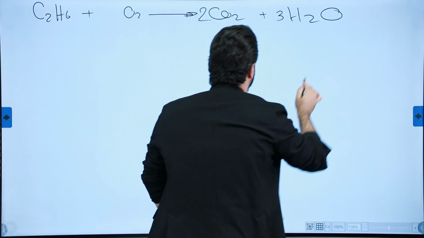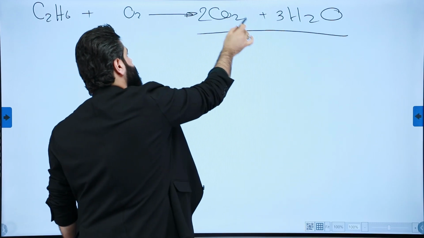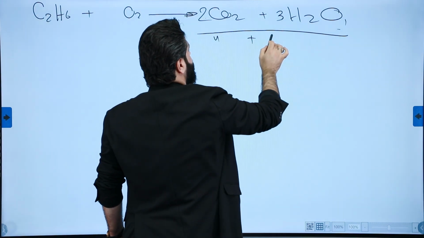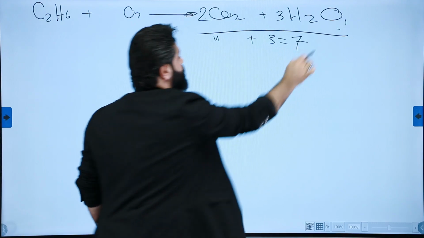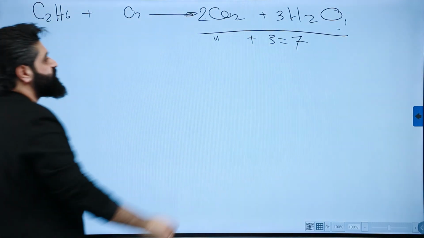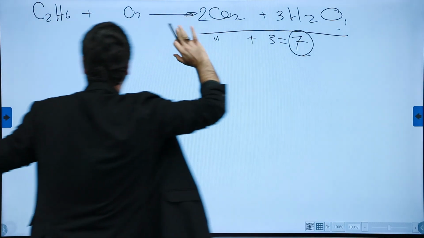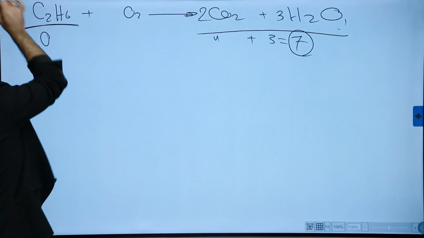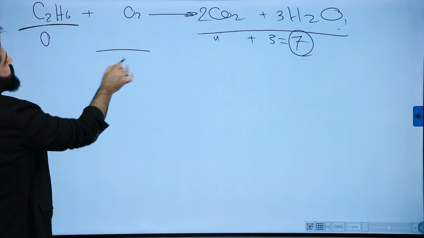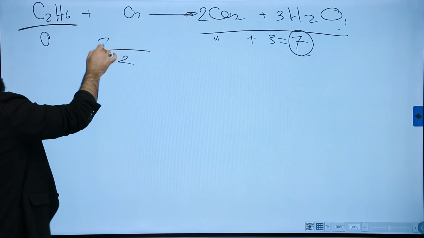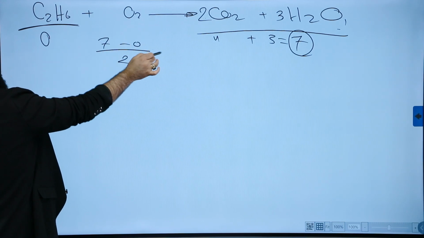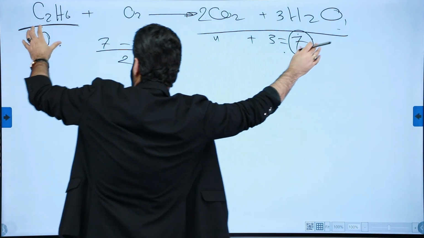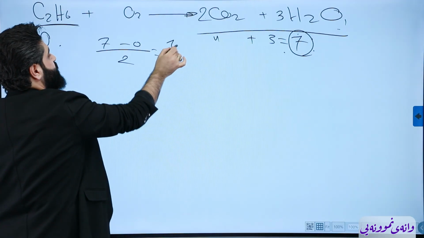Times this by 3. Then take the total oxygens here. 2 times 2, 4 plus 1 times 3, 3. 3 plus 4 equals 7. So we have 7 oxygens on the right side. The combustible substance has 0 oxygen. Have a fraction. The denominator is 2. 7 minus 0. Try to subtract this by this, please. Equals 7 over 2.